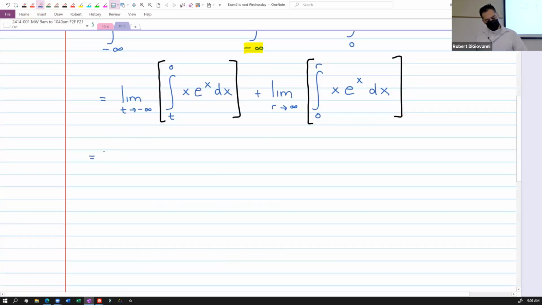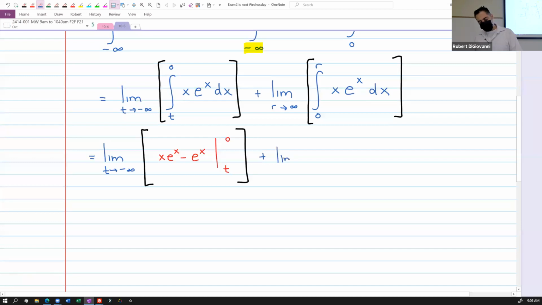Okay, so here we go. We have equals the limit, t goes to negative infinity, and then I'll keep the bracket here. It's the antiderivative, which we just found was x e to the x minus e to the x, evaluated from t to 0. And then plus limit r goes to infinity, and then the same thing over here, x e to the x minus e to the x, evaluated from 0 to r, whatever that is.